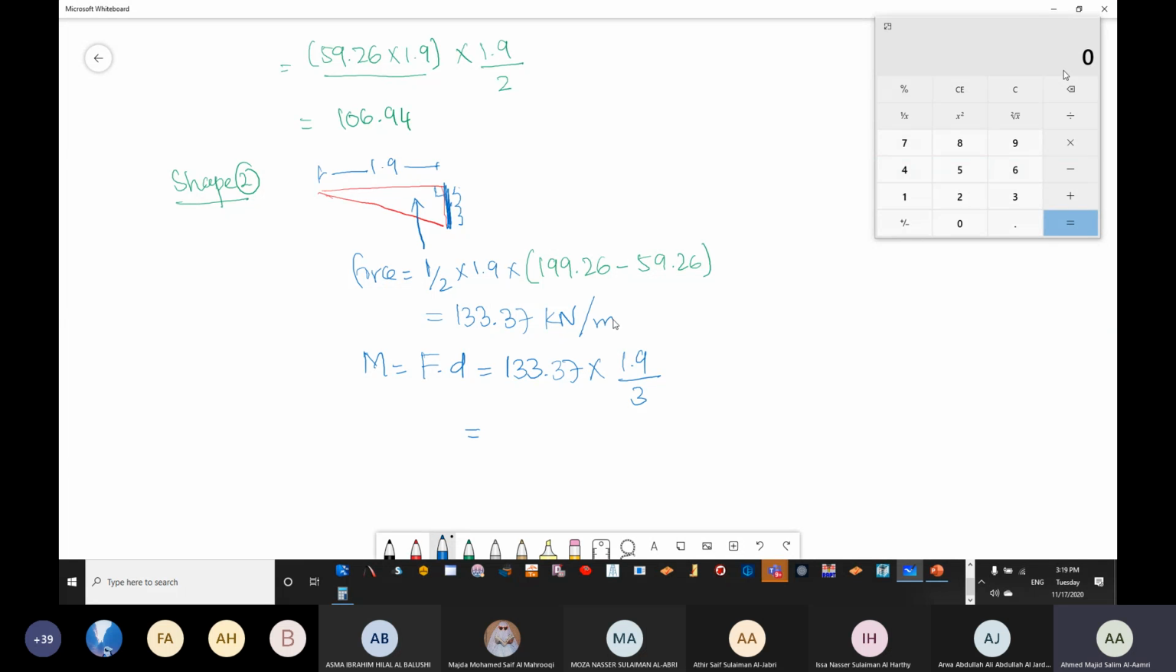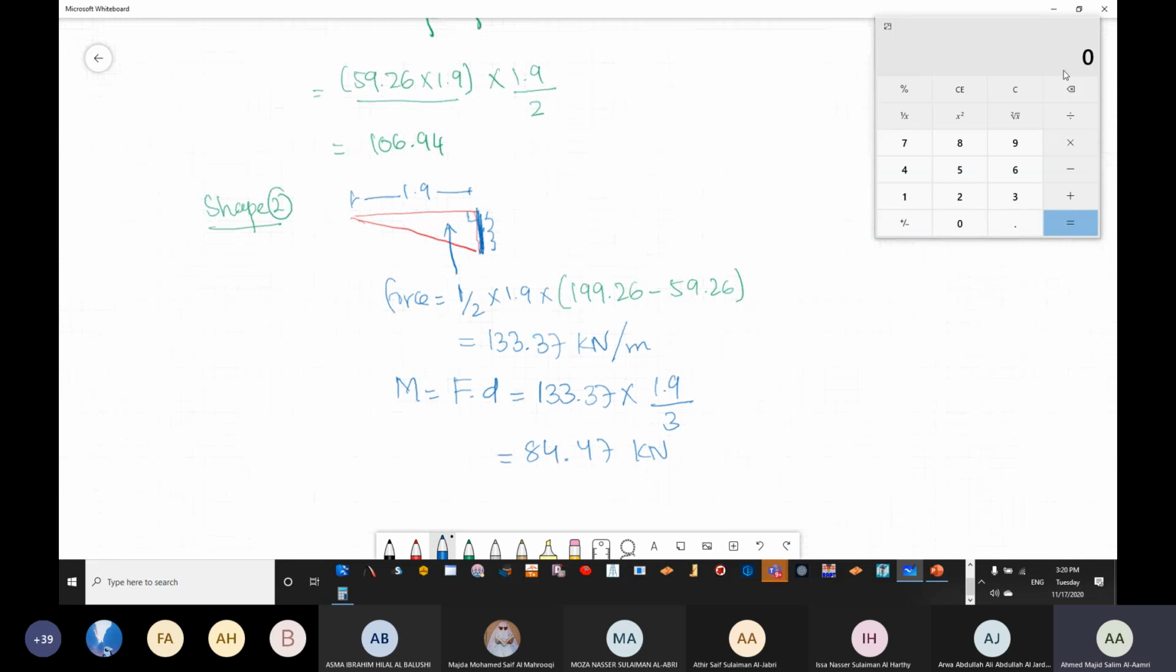Remember that this is still in kilonewton per meter. Okay. It is how much? 84.47. So this is in kilonewton.